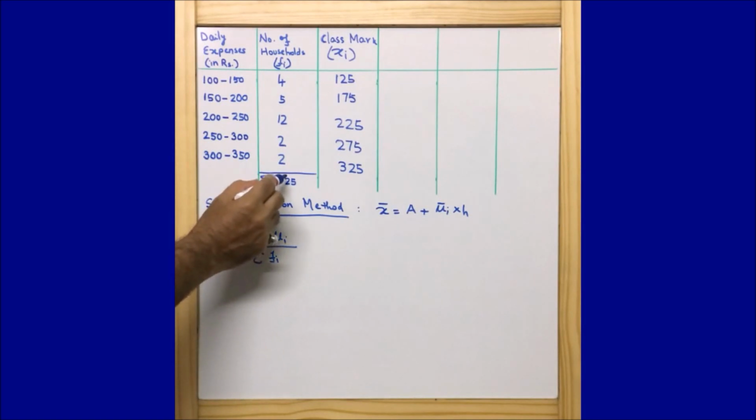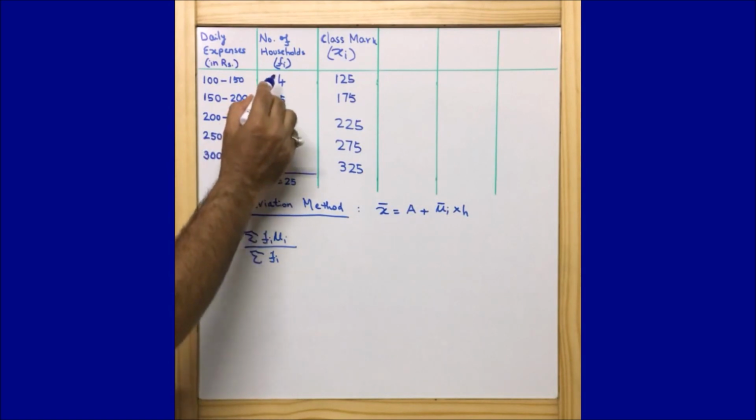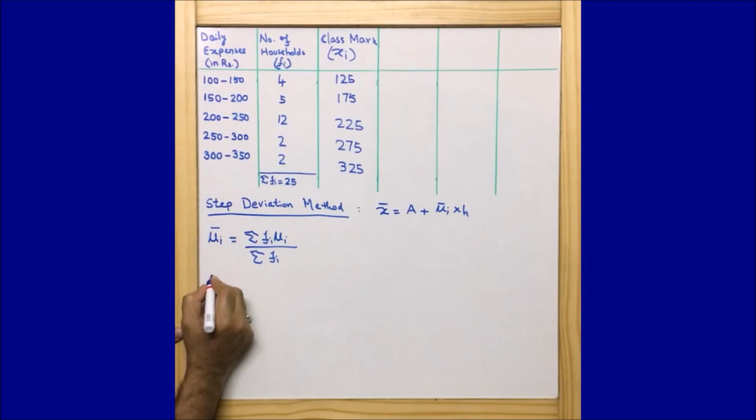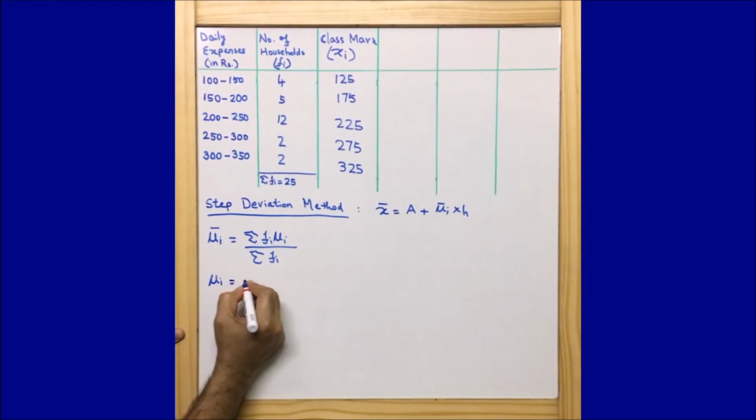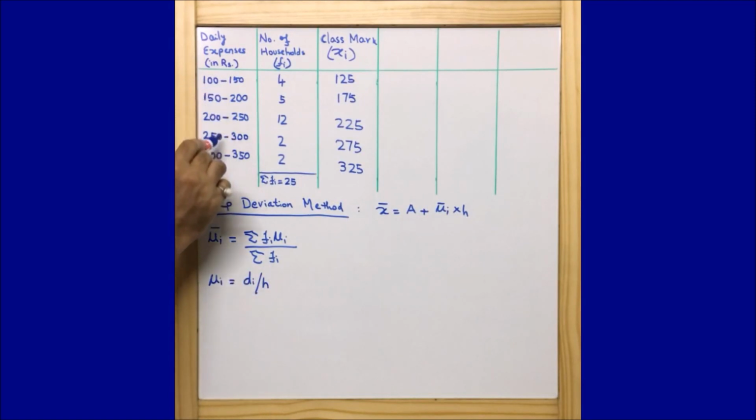Summation of fi here is 25, but we need to find out the summation of fi ui. Now what is ui here? Because fi is there, we will multiply, but what is ui? ui is equal to di by h, and h is the class difference. Here the class difference is 50. 150 minus 100 is 50, or 200 minus 150 is 50. Whatever class interval you take, the class height is 50.